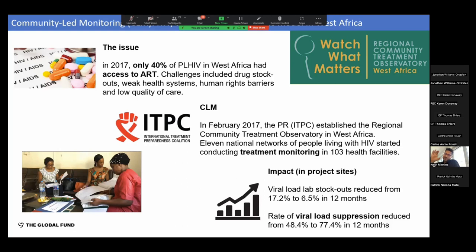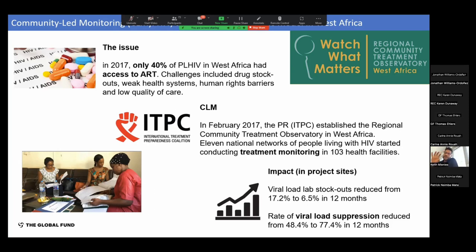And importantly, in that middle phase of feedback and adjust, this is where a lot of the efforts of this treatment observatory went, to make sure there are improvements along the cascade. Thankfully, alongside the reduced lab stockouts, the rate of people whose viral load results were returned, which is much more known, has increased from 48% to 77% in just 12 months.